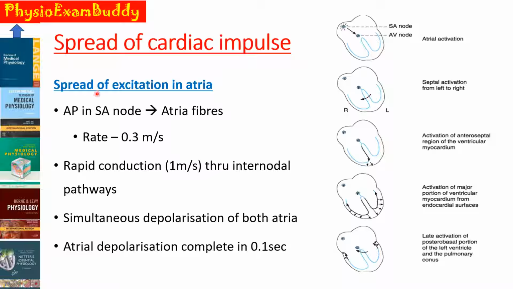First we will see the spread of excitation in the atria. Action potential originating in the SA node travels outwards into the atrial fibers at a rate of 0.3 meter per second. But the rapid conduction through the internodal pathways, that is 1 meter per second, causes the simultaneous depolarization of both the atria. And the atrial depolarization will get completed within 0.1 second.